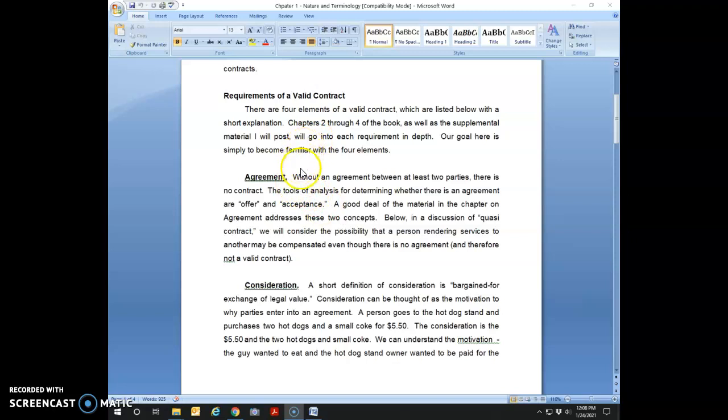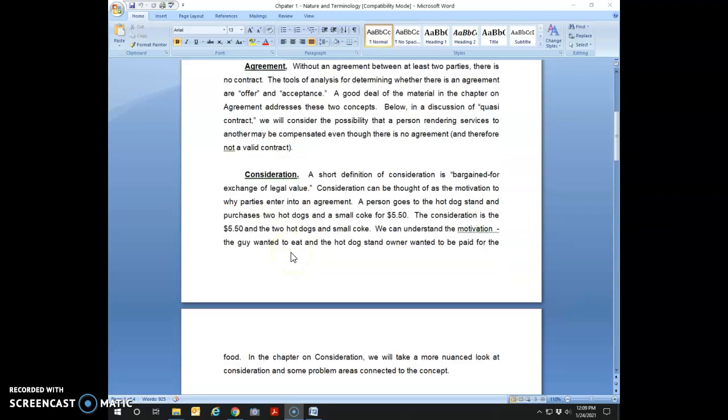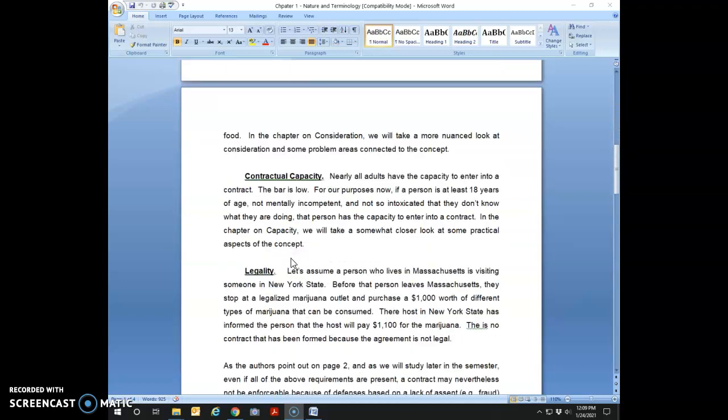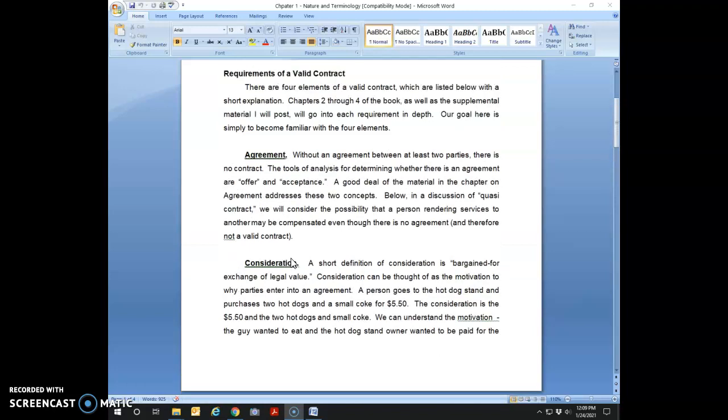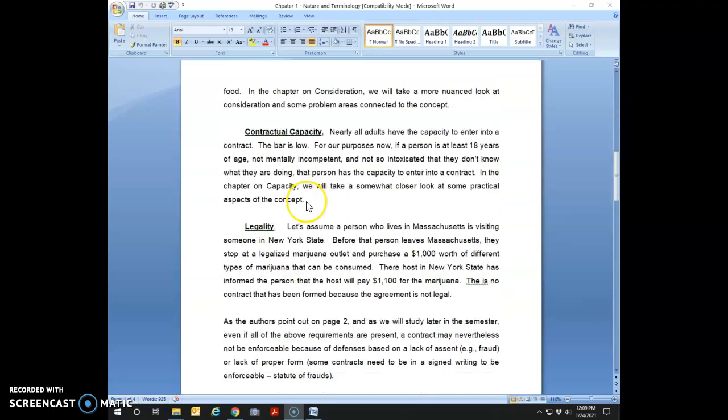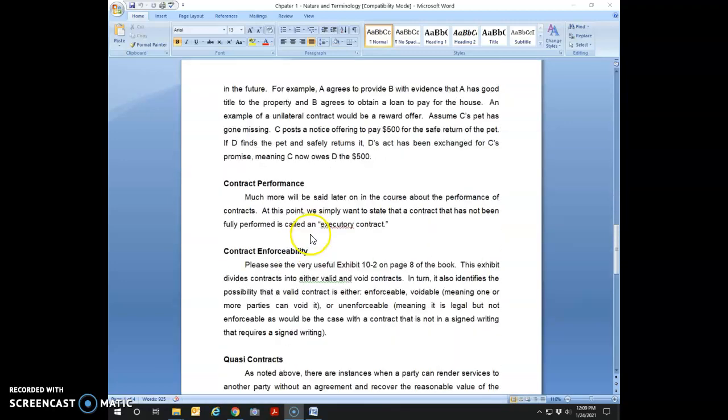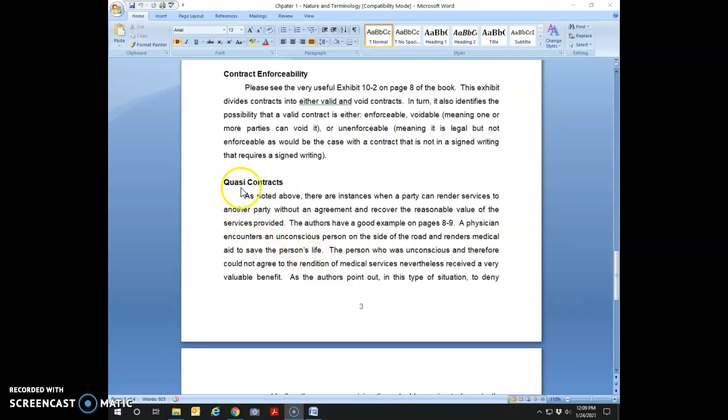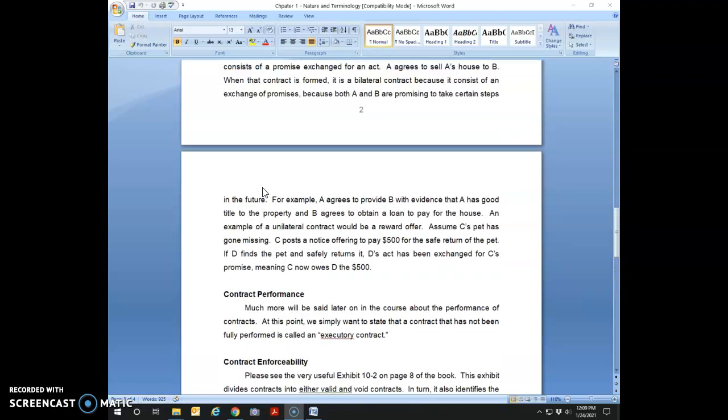And the four elements that I've set forth are agreement, consideration, contractual capacity, and legality. And we will treat each one of these topics in greater depth as we go along. But let's say a few things about them now. And we can start with agreement. Without an agreement, we don't have a contract. That's going to raise a possible question when we consider, and I scroll down to quasi-contracts, meaning that sometimes there could be a recovery in a lawsuit where there's no agreement. But more of that a little bit later in this video.